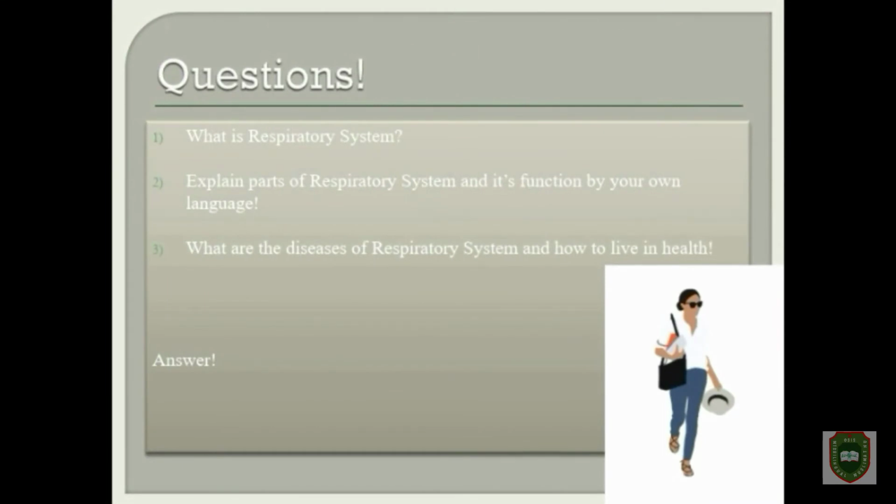Now, based on my explanation above, I have 3 questions for you to answer. They're easy questions. Question 1. What is the respiratory system? Question 2. Explain the parts of the respiratory system and their functions in your own language. Question 3. What are the diseases of the respiratory system and how can we live healthily? So, have you already answered these questions?